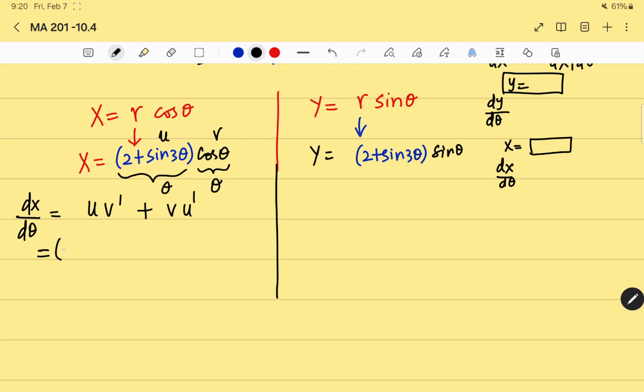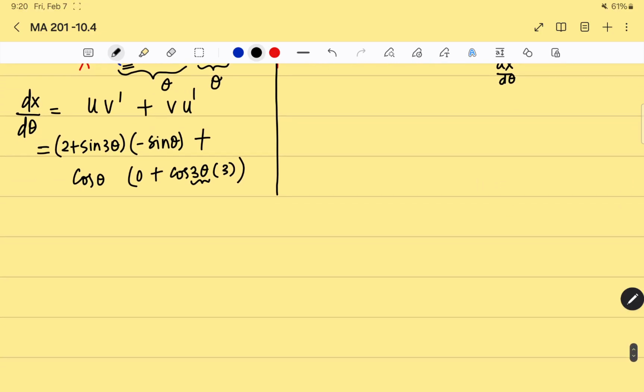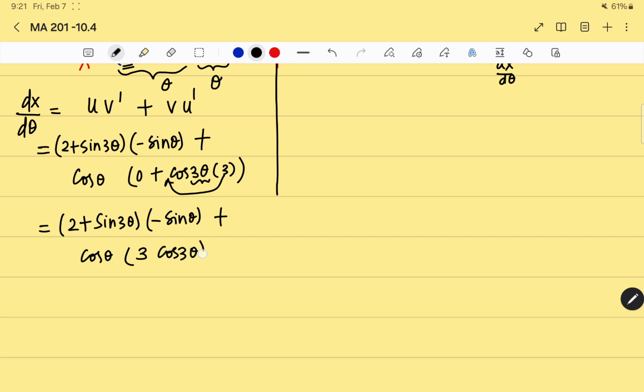So this equals, keep 2 plus sine 3 theta. After that, derivative of cosine theta is minus sine theta. And then plus, keep cosine theta, take the derivative of 2 plus sine 3 theta. What is the derivative of 2? 0. What is the derivative of sine 3 theta? Cosine 3 theta, and then 3 theta derivative is 3. So this equals, let us simplify to some extent, 2 plus sine 3 theta times minus sine theta, plus cosine theta, bracket open, this 3 let me bring to the front, 3 times cosine 3 theta. So this is your dx divided by d theta.